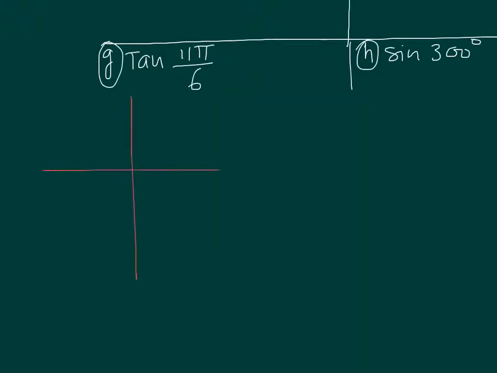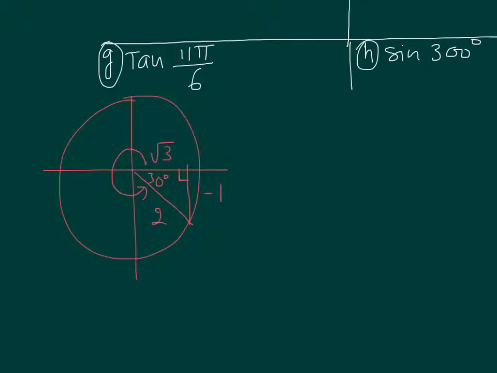We're going to draw 11 pi over 6. Pi over 6 is 30. 11 of them, that means you almost went around the circle, but you're short at 30 degree. That gives you the reference angle of 30. Label the sides, negative 1, rad 3, and 2. Answer the question. It's opposite over adjacent, negative 1 over rad 3. Rationalize it, and your answer should be negative rad 3 over 3.